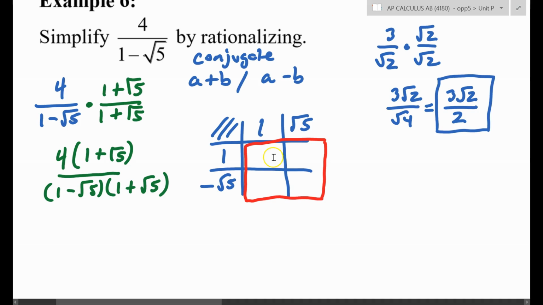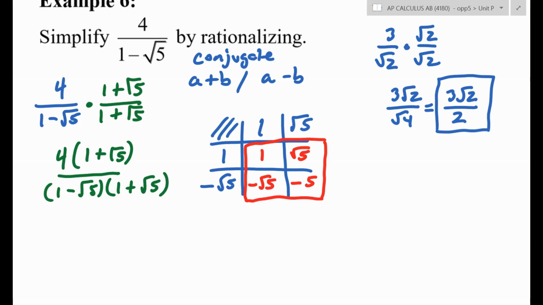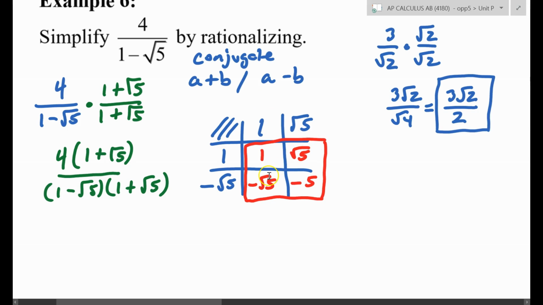So what's in this first box? 1 times 1. This is 1 times radical 5. This is 1 times negative radical 5. And this is radical 5 times negative radical 5. So what happens with radicals? They go away, but in this case, I had a sign change. What happens with the radical 5 and the negative radical 5? They cancel out, so what's left? 1 minus 5, which is negative 4.